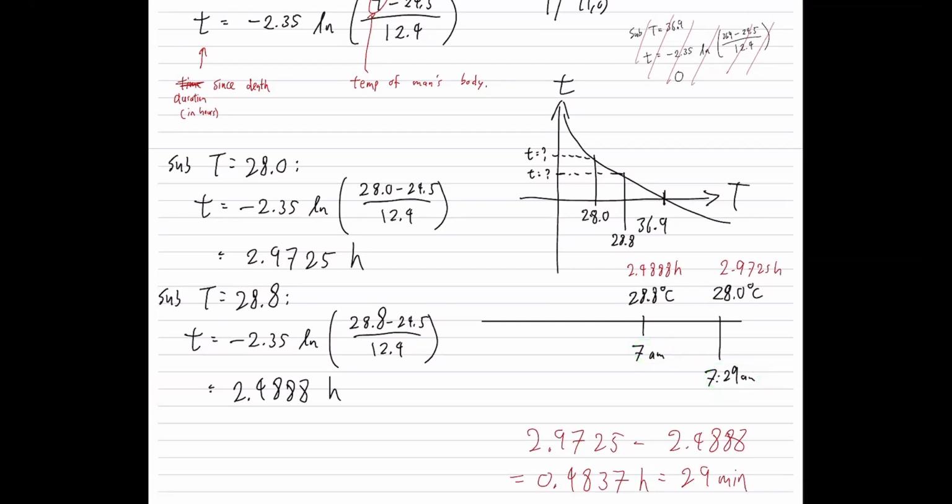So what's the original time of death? The original time of death is somewhere before the inspector arrived, 6:45 a.m. Sometime before, and the temperature while he's still alive is 36.9 degrees Celsius. We found out that this will be 0 hours. This wasn't useful to us. But we already know this is 2.488 hours. Can we work backwards to find out the time of death? Alternatively, we also know 2.9725 hours. Can we work backwards to find out the time of death?